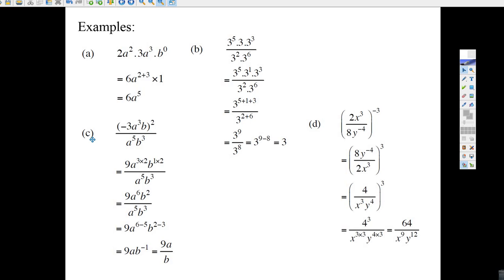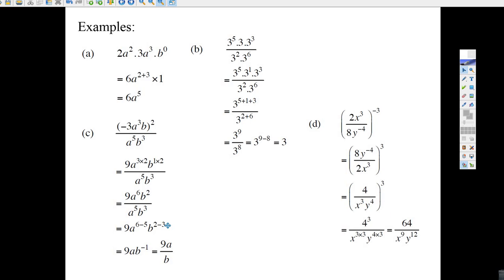Let's look at this question. See, when we take minus 3a cubed b and square it, each part of the product, minus 3 times a cubed times b, is raised to the second power. So it's minus 3 times minus 3, which is 9. 3 times 2 is 6 there. And 1 times 2, b squared, is just b squared. Now, we've got a's here, so we can subtract them. 6 minus 5. We can subtract this b is 2 minus 3.